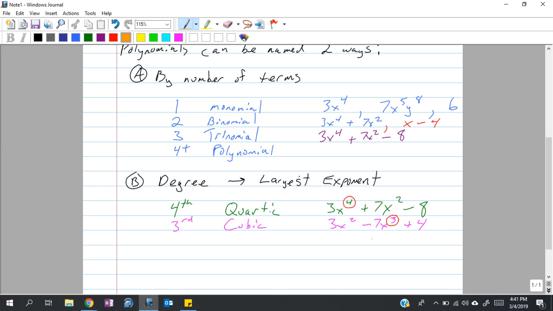Now, we should write this where the biggest exponents are listed first. So, for example, this should be negative 7x to the third first. Then we would add the plus 3x squared and then plus 4. This is called standard form. It's in descending order. The exponents are listed in descending order. But the way it's written here, just being able to identify what the degree is, that is the important part. But this would be the standard form of that.